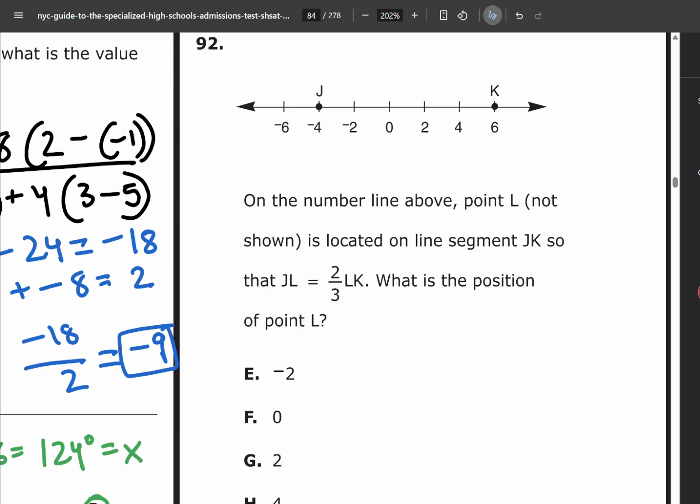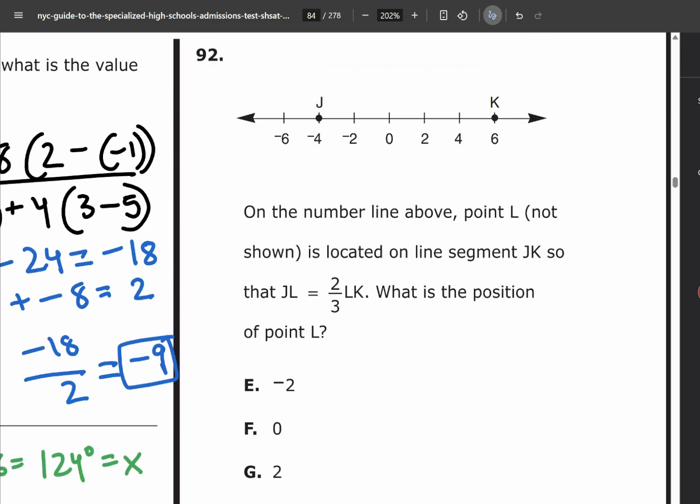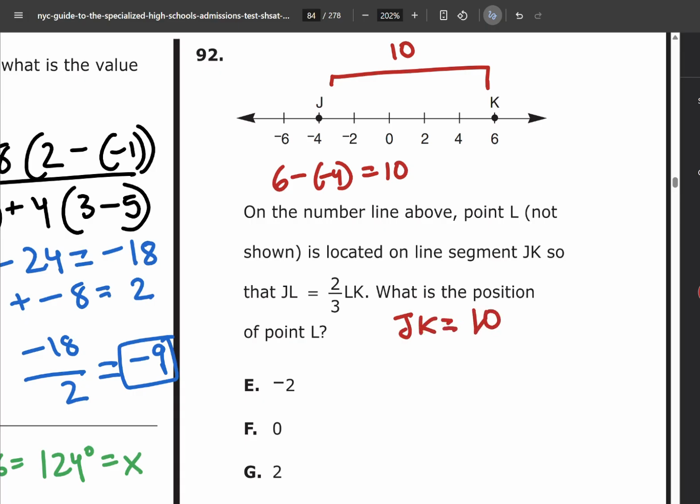Now here you can do a couple of things. You can go through all 4 choices and just see which one's true. I don't want to do that because I like doing it the real way. Let's go over it. So we see that the distance between J and K is 10 units, because 6 minus -4 is equal to 10. Cool. That makes sense hopefully. So JK is equal to 10. Now, we're told that we're going to place L somewhere so that JL is equal to 2/3 of LK. So how far is L going to be from J? That's pretty much what we're trying to find here.